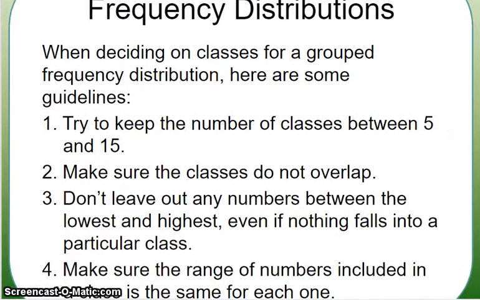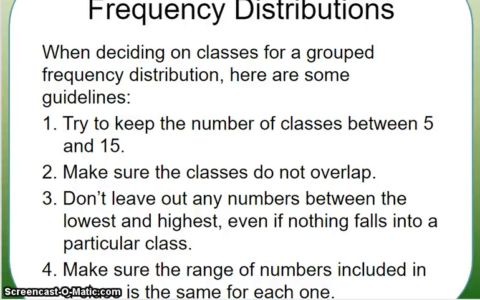Some of the basic guidelines are, we want to try to keep the number of classes, the number of groups that we're putting them into, between 5 and 15. So we don't want to have 2 groups and we don't want to have 50 groups. So we want to try to stay between 5 and 15. That's an industry standard. We want to make sure that the classes don't overlap.